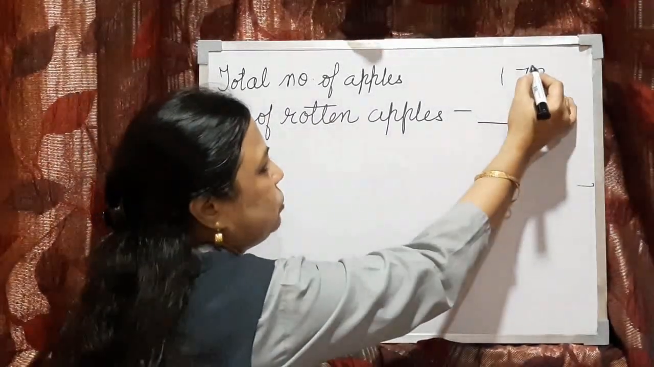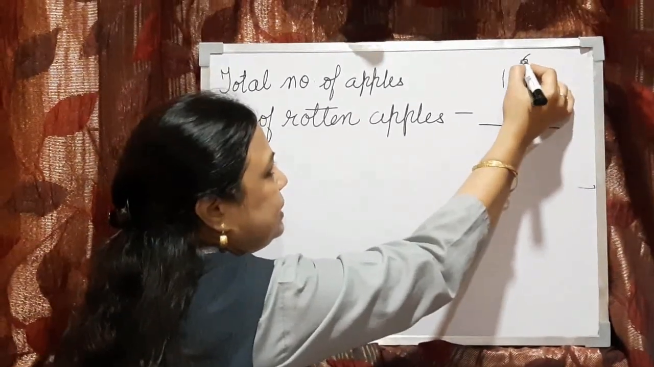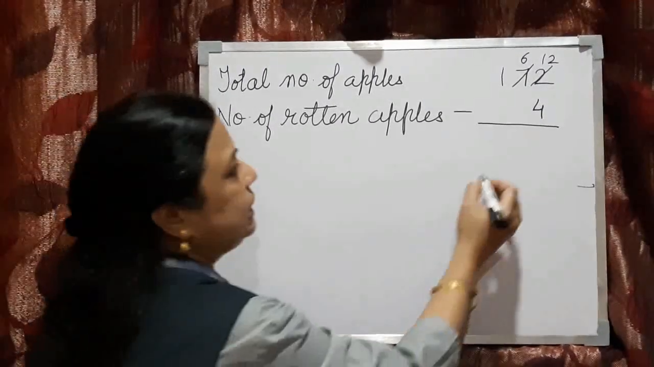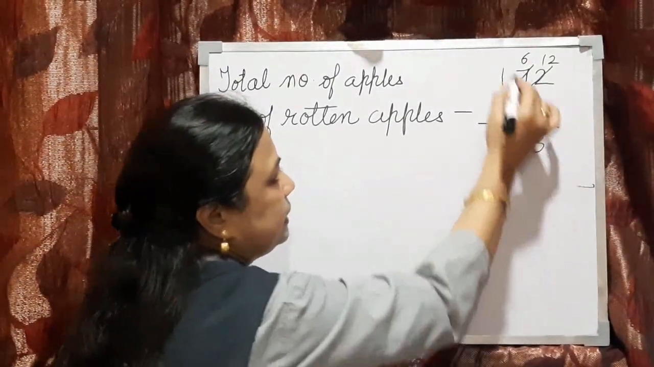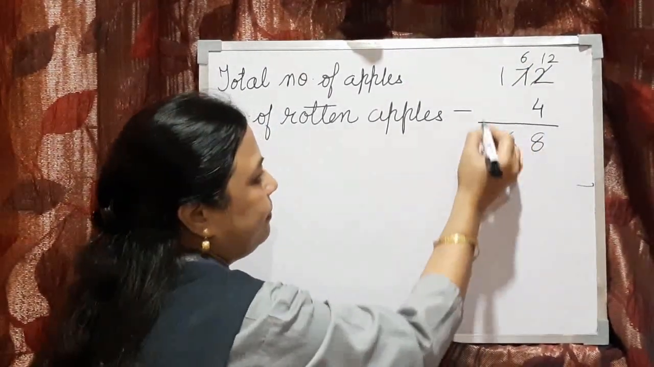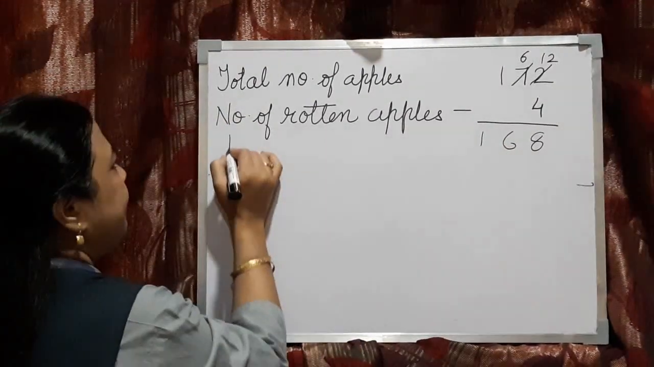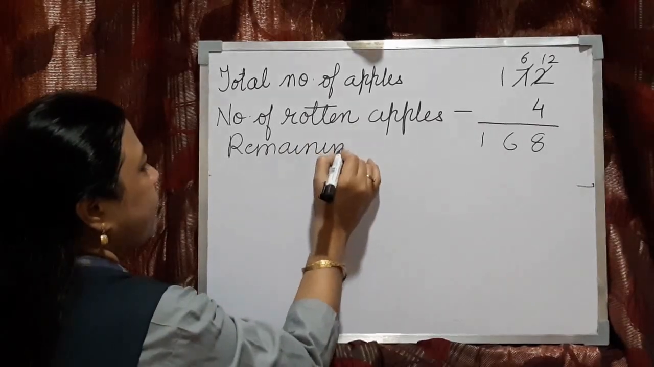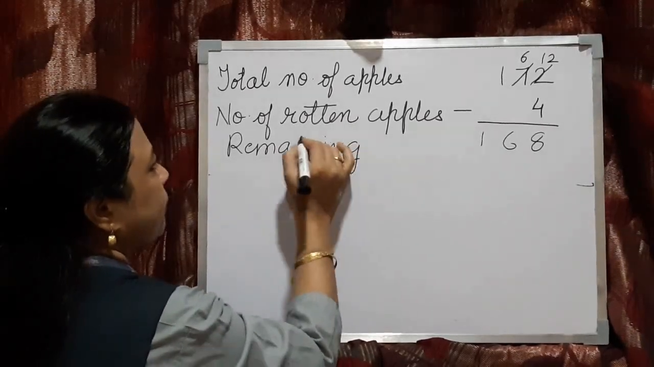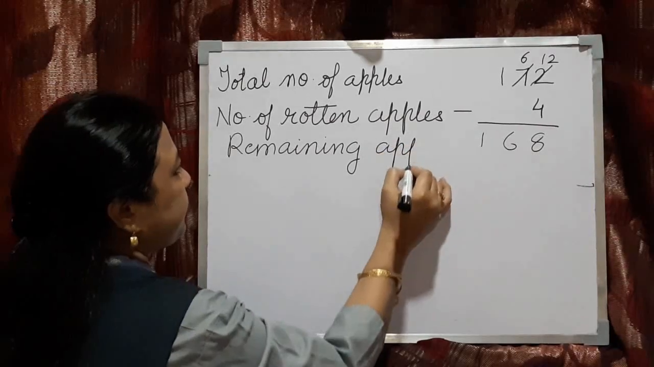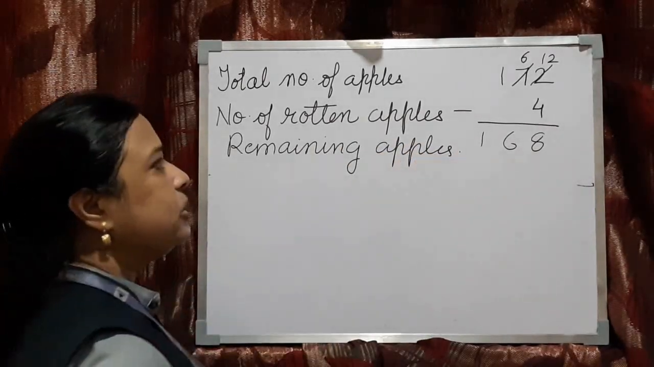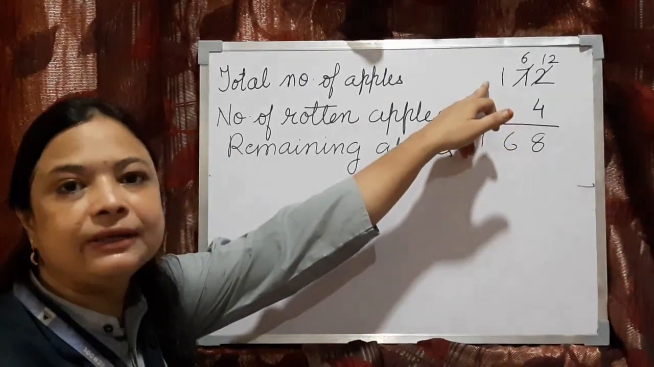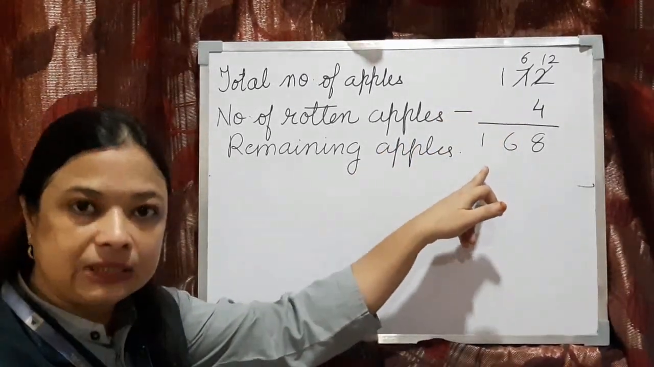2 minus 4 is not possible. So we will cut 7 and make 6. And this 2 will become 12. Now 12 minus 4 is 8. 6 minus 0 is 6. And 1 minus 0 is 1. So these are the remaining apples. Okay, so this is our first step. Now our total is not 172, our total is 168.